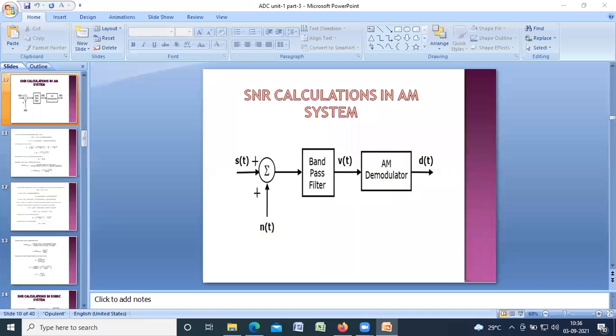is taken as an input to the AM demodulator. Now, what is the purpose of AM demodulator here? What is the function of AM demodulator? What is our purpose for using the AM demodulator?